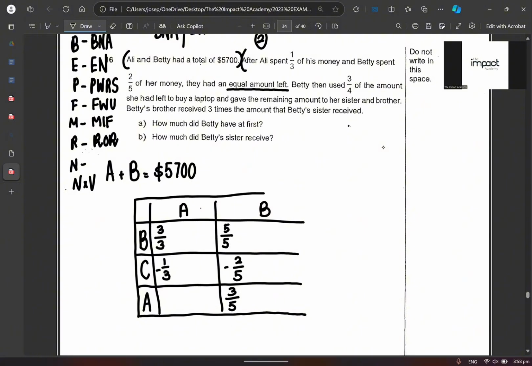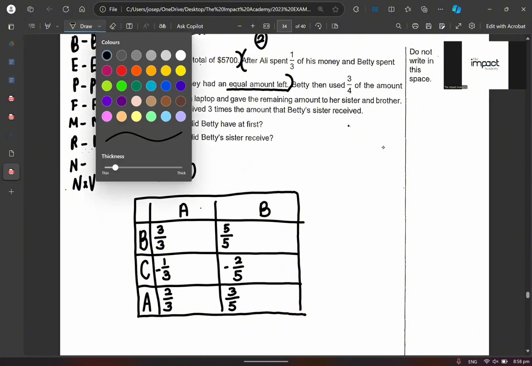And then after that, 2 what? 2/3 for Ari. And I think more importantly, make the numerator the same. Why? Because they had an equal amount of money.